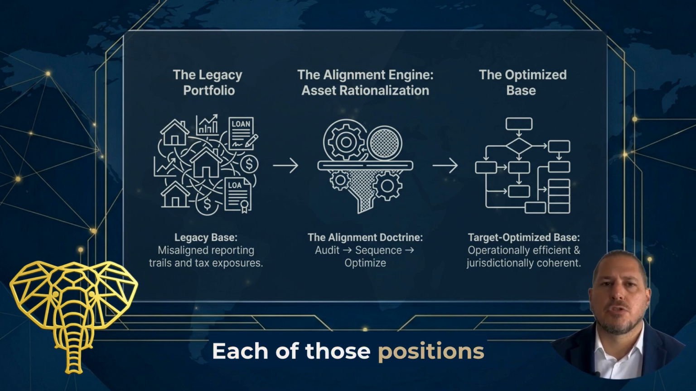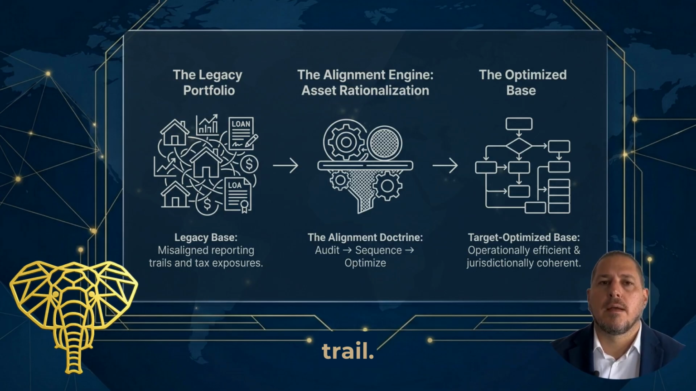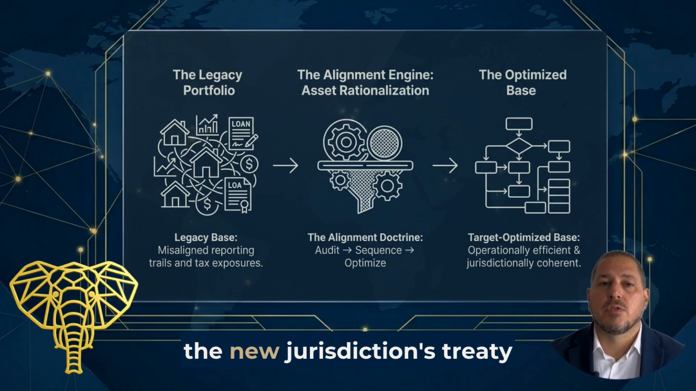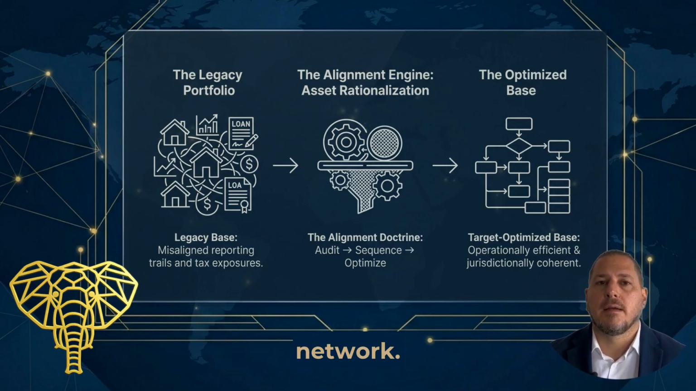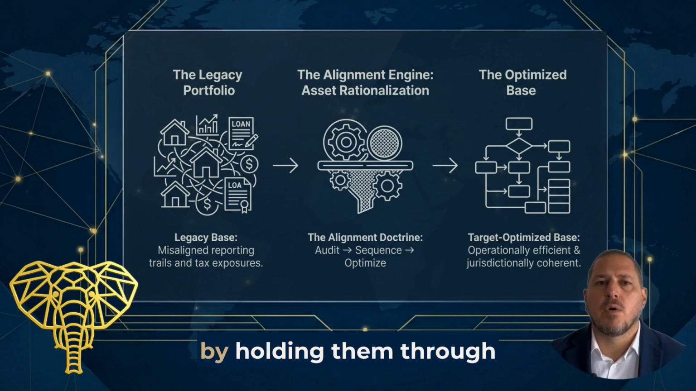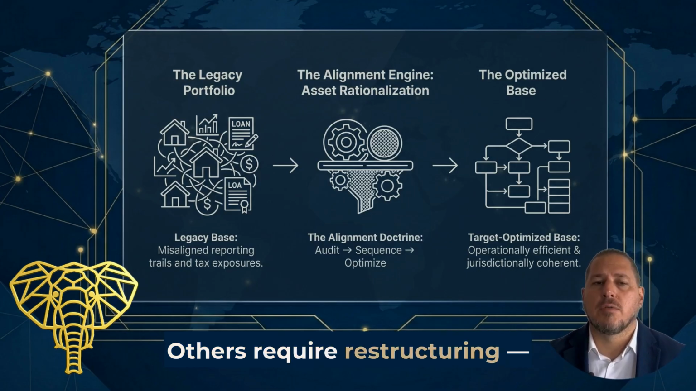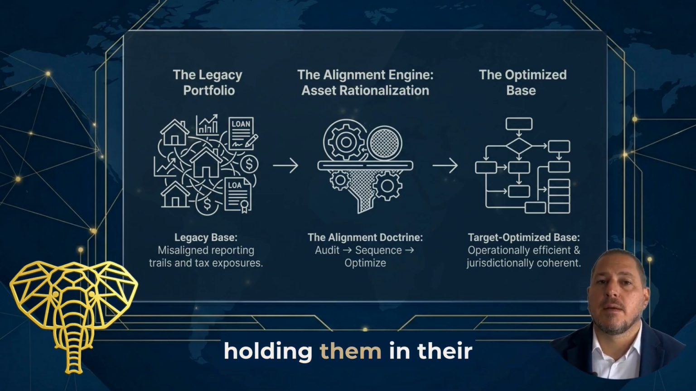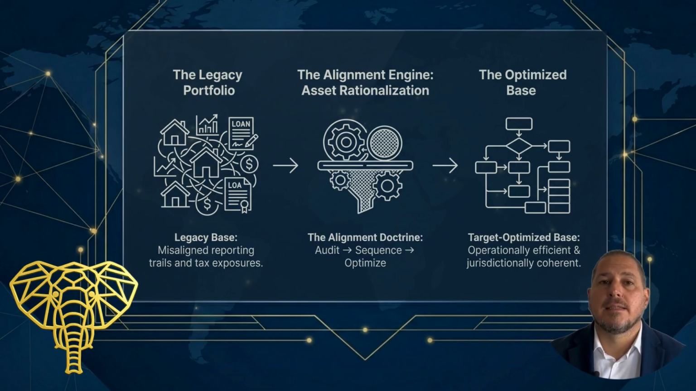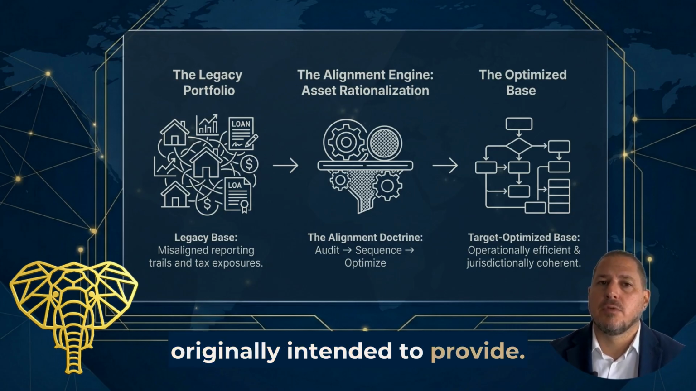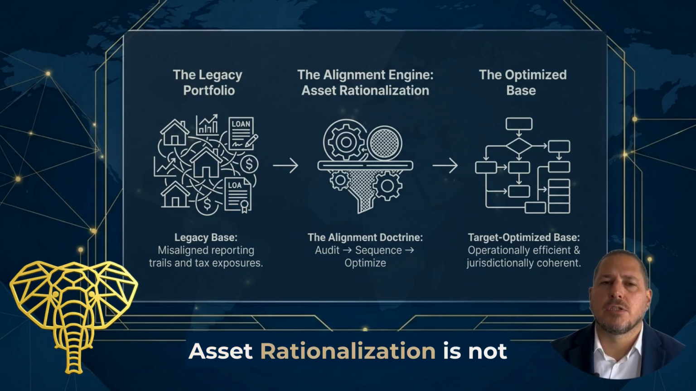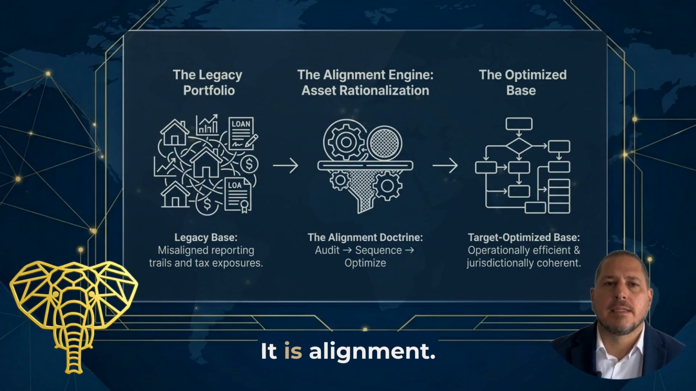Each of those positions generates its own reporting trail. Each interacts differently with the new jurisdiction's treaty network. Some positions are rationalized by holding them through a jurisdictionally appropriate vehicle. Others require restructuring because the cost of holding them in their current form exceeds the tax efficiency they were originally intended to provide. Asset rationalization is not liquidation, it is alignment.